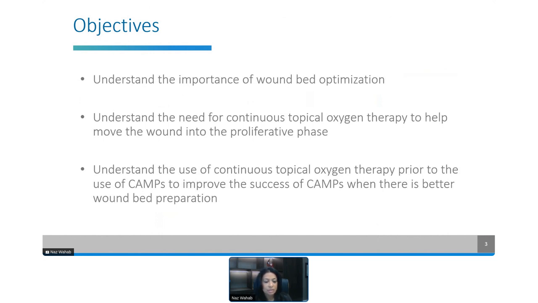This therapy has been so amazing, and we really need to understand where to use it, how to use it, and why to use it. I think the importance of wound bed optimization and the utilization of topical oxygen in that aspect is very important. I think understanding the need for continuous topical oxygen therapy to move towards the proliferative stage, and also in that remodeling stage. I'm going to show you some images that will support that. And then understanding the use of topical oxygen prior to the use of CAMPs to improve the success of those CAMPs in the aspect of wound bed preparation.